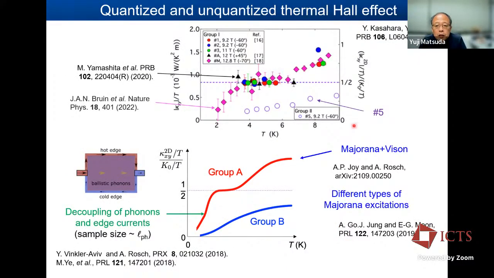And here is the temperature dependence of the quantized thermal Hall effect. The quantization is observed in this temperature range. And at low temperatures, deviation from the half quantized value has been reported. But actually, this deviation has been discussed in terms of the decoupling of phonons and edge current. And at high temperatures, it increases from the half quantized value. So this result has been discussed in terms of the effects of boson excitation.